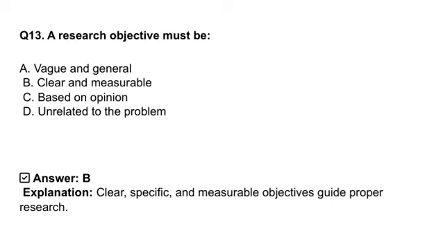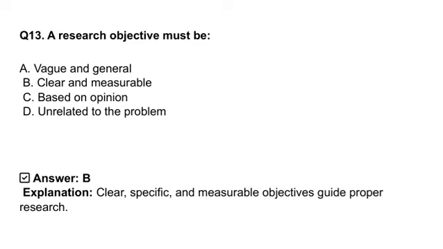When defining a research objective, it's crucial to focus on clarity and measurability. On this slide, we see 4 options. The first one, vague and general, is not ideal because it doesn't give us specific direction. The third, based on opinion, can lead to biased results and isn't suitable for objective research. The fourth, unrelated to the problem, simply doesn't help us address the real issue at hand.